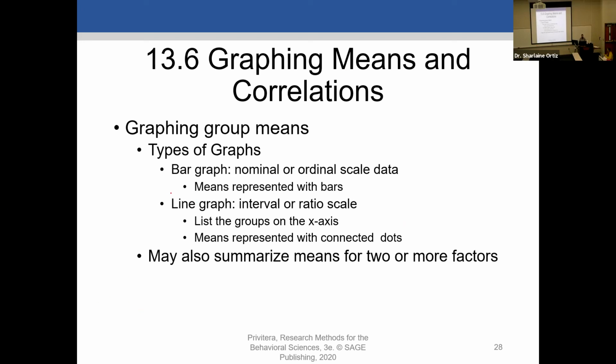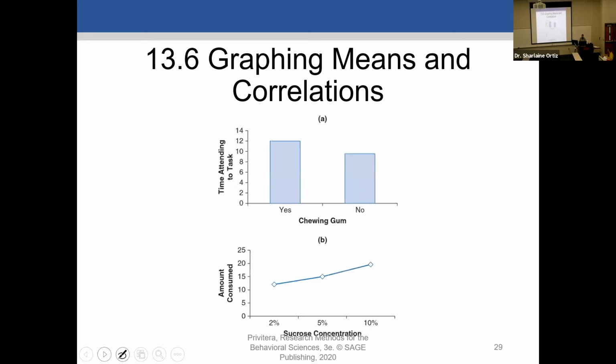So for example, we can have a bar graph. The only thing that we are trying to do with a bar graph, first of all, it needs to be from a nominal or ordinal scale. And this is simply, we're going to represent the means with bars, right? So let me give you an example.